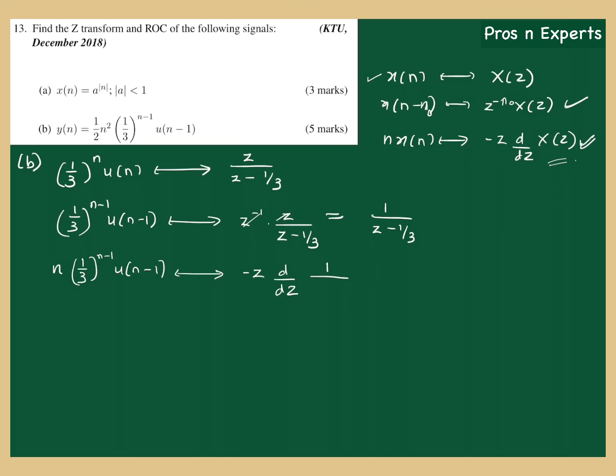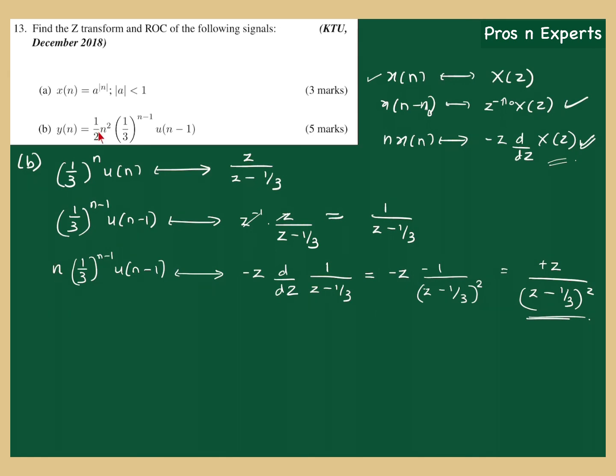So X(z) is 1 by z minus 1 by 3, which we can simplify as minus z into minus 1 by (z minus 1 by 3) the whole square, or it is plus z by (z minus 1 by 3) square. Okay, now think, is it that what we want? We got a signal and we got a z transform, but is that what the question asks us to find out? No, but we are very close.